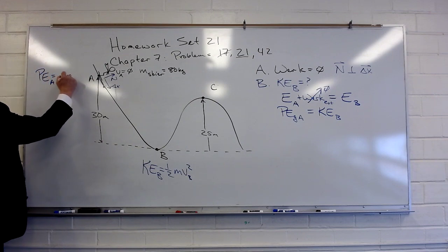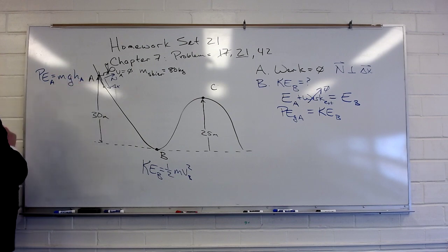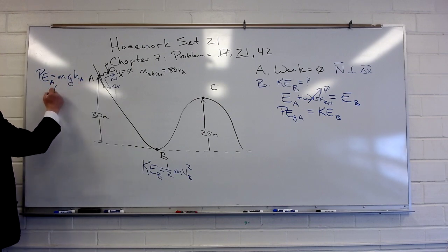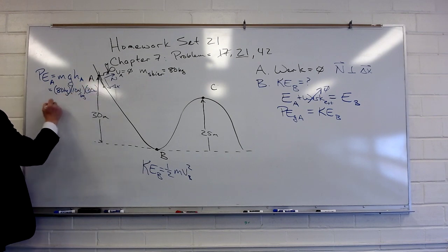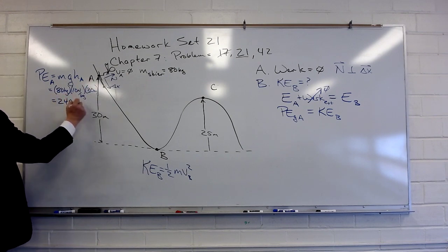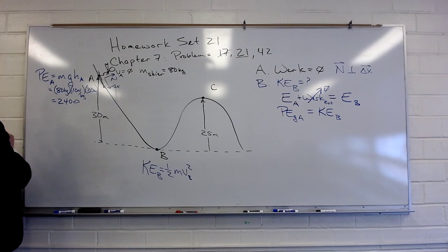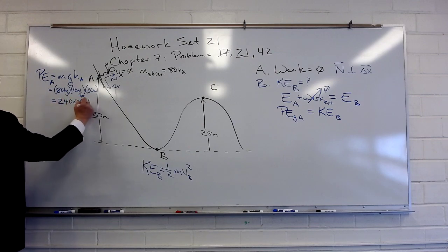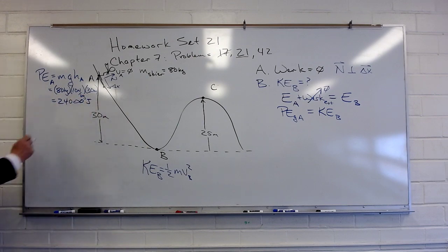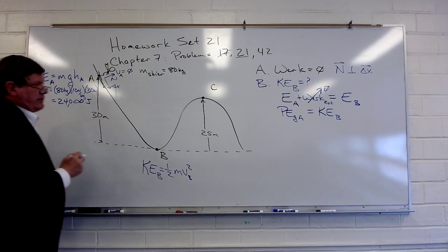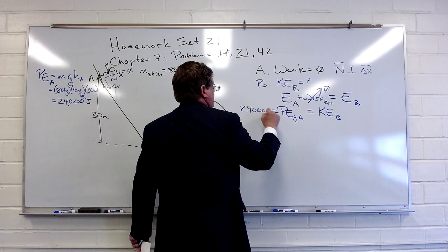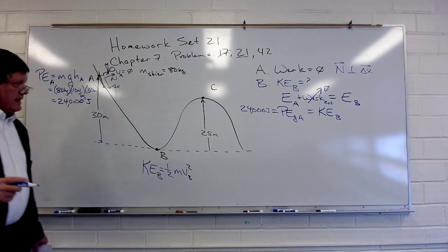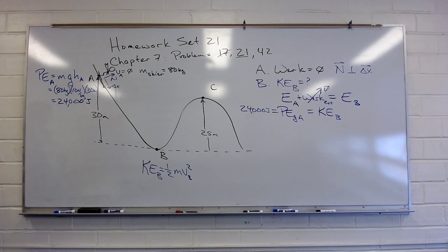well, that's just the mass times g times the height at A. The mass we're told is 80 kilograms, g is 10 newtons for each kilogram, and the height is 30 meters. And that's going to give me 24,000 joules. Correct. So that means that the energy at B is also going to be 24,000 joules.